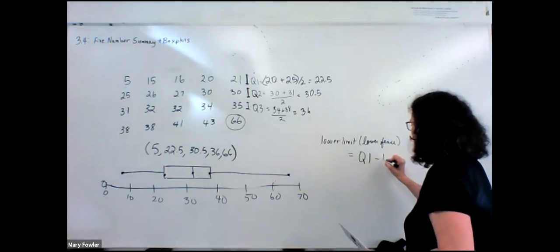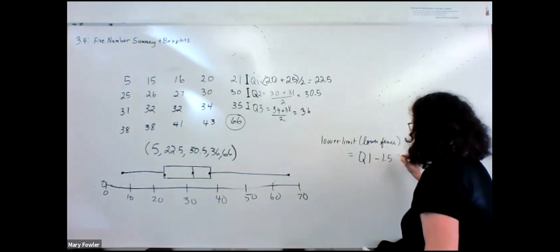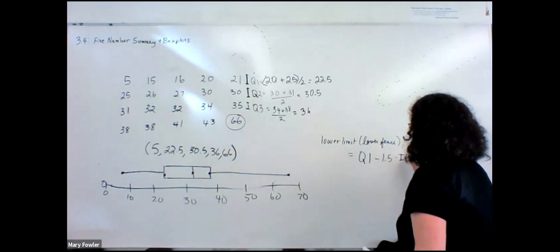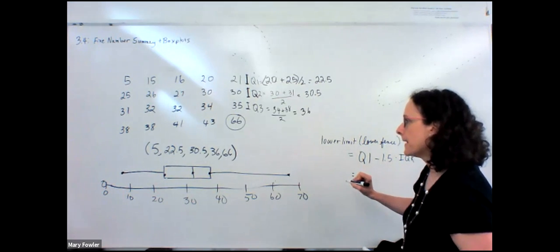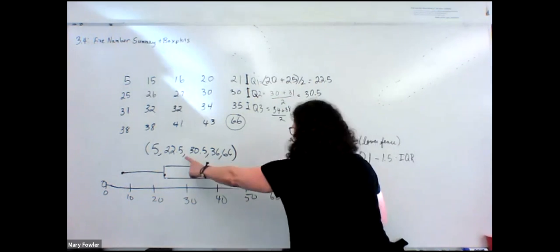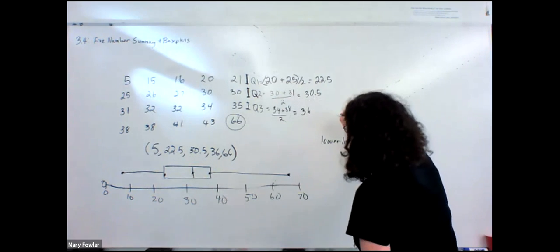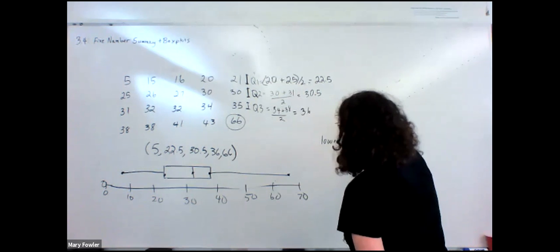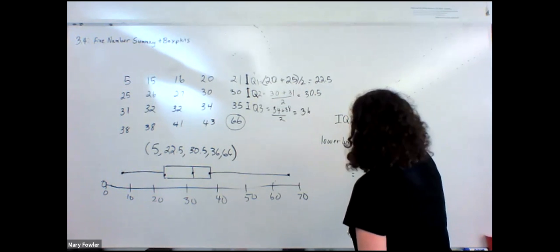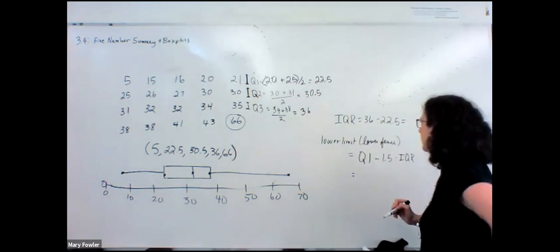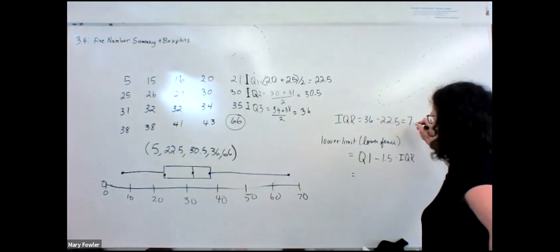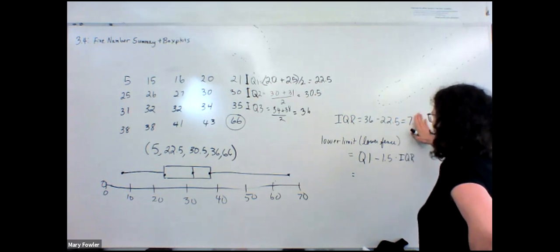So Q1 minus 1.5 times IQR. That's my lower limit. Let's go ahead and find out. So we're going to need the IQR. We might as well get that up here. So IQR is 36 minus 22.5. I think that's 7.5. No, it's not.